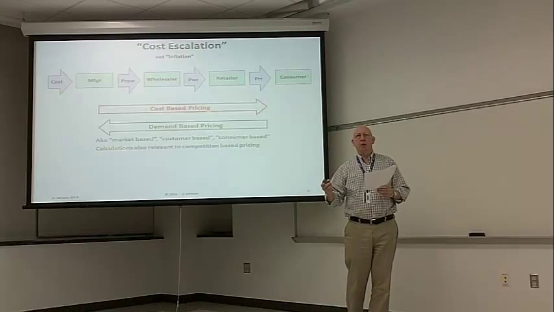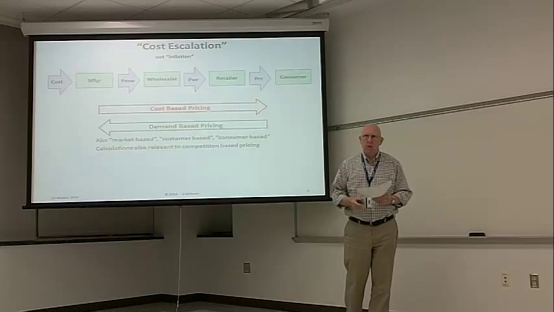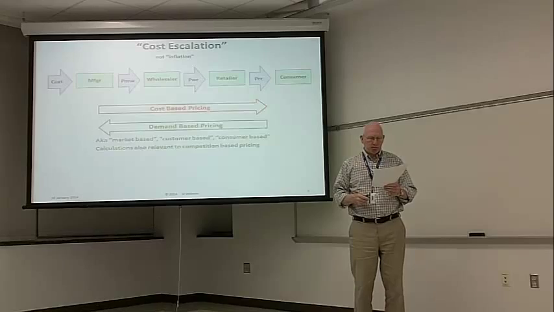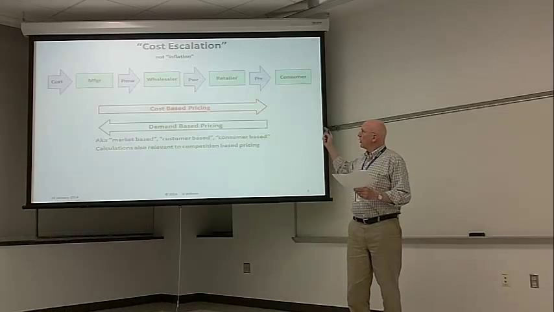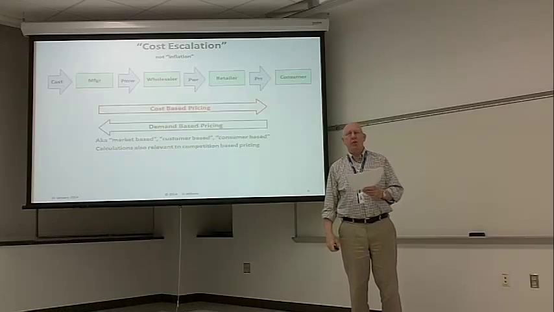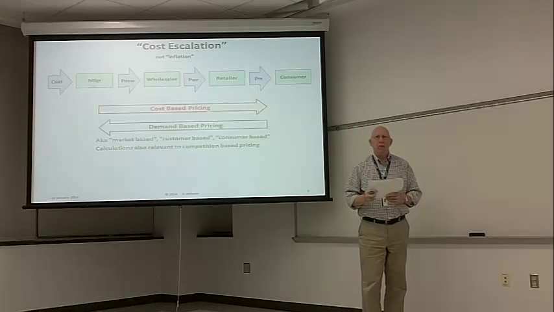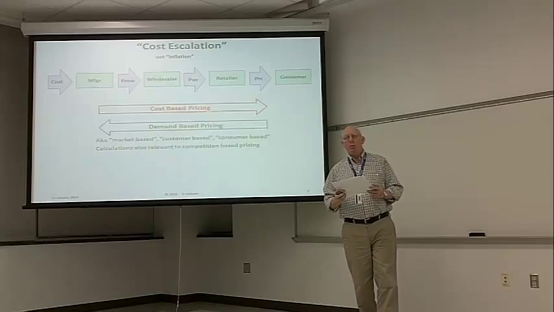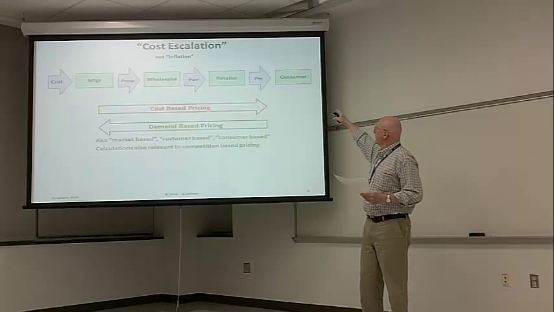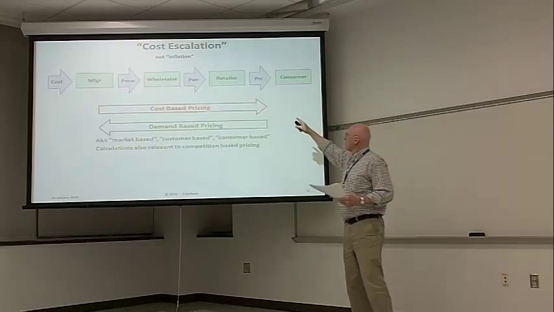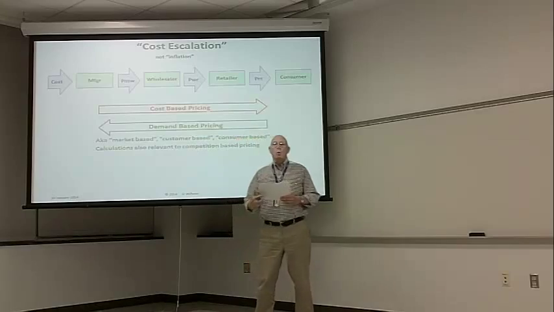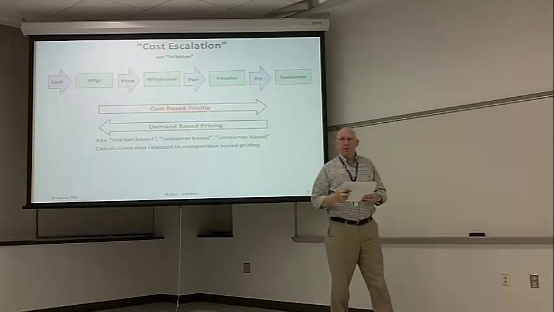The other way of doing it is demand-based pricing, whether it's what the consumer will pay or what your competitors are charging, and you're basing your price a little bit more or a little bit less than theirs. And then working back to see what the manufacturing cost is going to have to be. So somebody does some market research on what the consumers are willing to pay. They work backwards along this distribution channel to see what the cost is going to have to be.